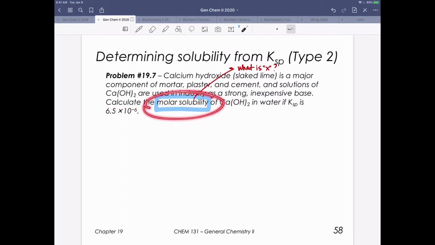This is just another one of those clues. If something says, what is the molar solubility? They're basically asking you, what is X? So again, calculating the molar solubility of calcium hydroxide in water, they give us the KSP, so this becomes a very typical kind of problem that we'd see previously. So I'm giving you the answer here so that you can try to work through it on your own. The molar solubility here is going to be 1.2 times 10 to the minus second molar. So that's the answer you should be getting. So pause the video and see if you can work through this problem on your own.